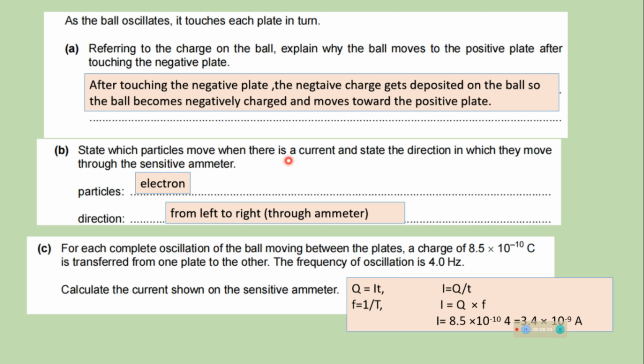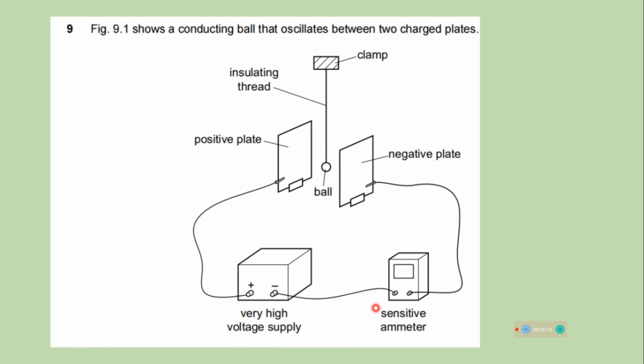For each complete oscillation of the ball moving between the plates, a charge of 8.5 × 10^-10 coulomb is transferred from one plate to the other. The frequency of oscillations is 4 Hz. Calculate the current shown on the sensitive ammeter.